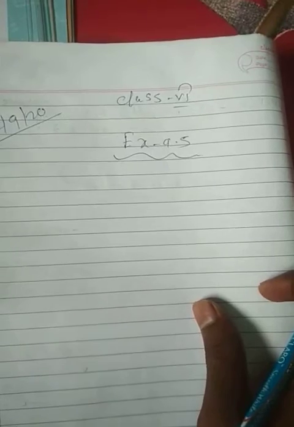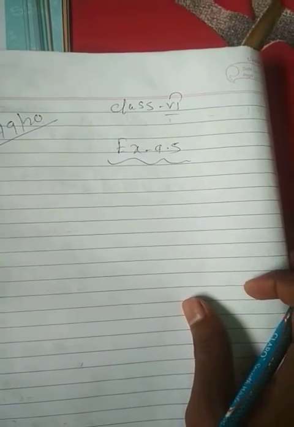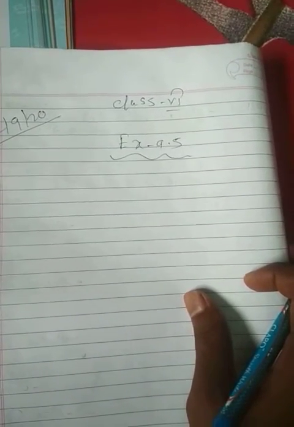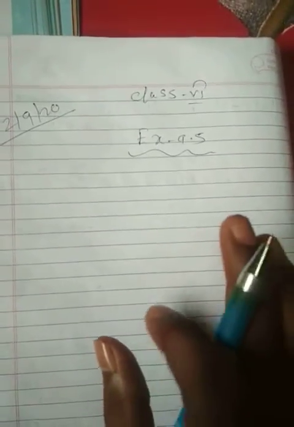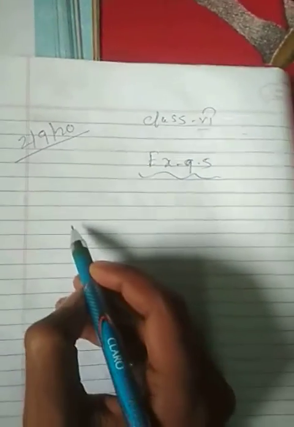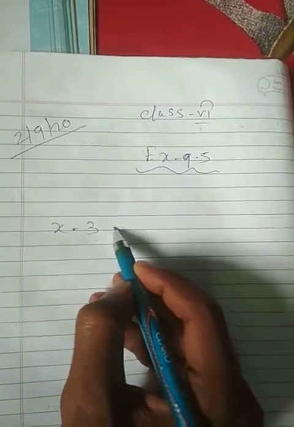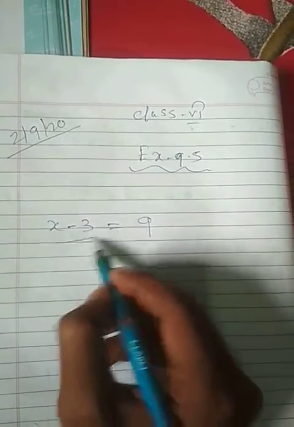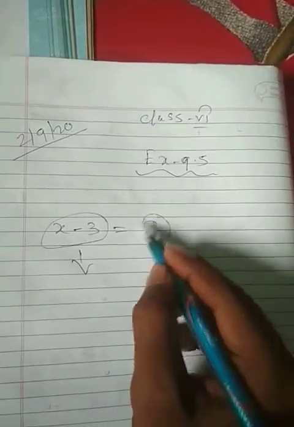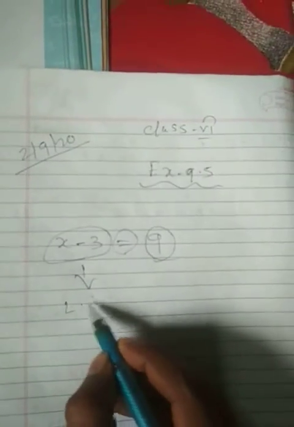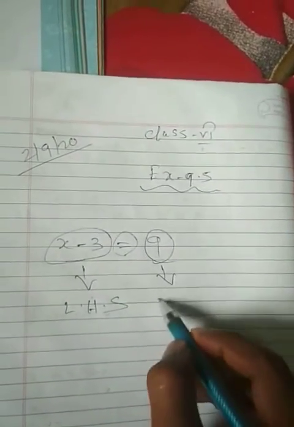We have learned various things about equations, like how to make an equation, what are polynomial, what are monomial, etc. That means you have learned about linear equation. Now you are going to learn how to solve it. A linear equation is like x minus 3 equal to 9. That is a linear equation. That means there are two sides, one on the left, one on the right, and in the middle there is an equal sign. That is known as LHS, and that is known as RHS.